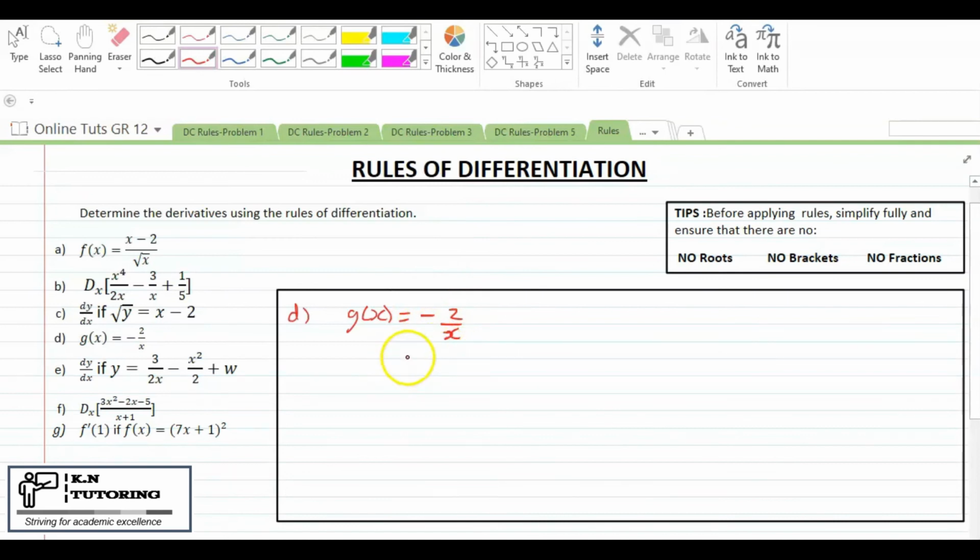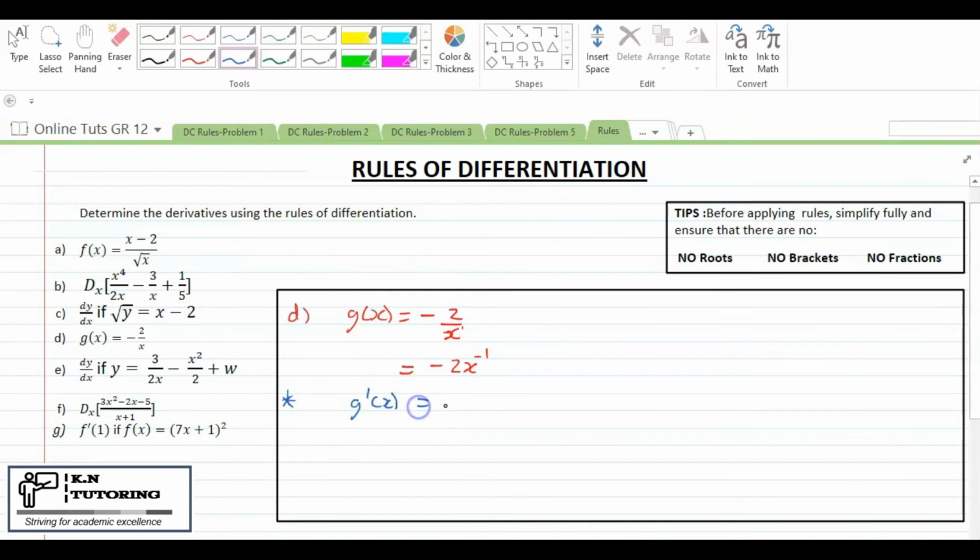Okay, so if I simplify this, I need to take x up there because I don't want fractions. This will be minus 2x, and I will change the exponent to negative 1. Now that I don't have roots, brackets, or fractions, I can start applying my rules of differentiation. The notation is going to be g prime of x. As I said before, it can be f of x, it can be h of x. In this case, it's g prime x.